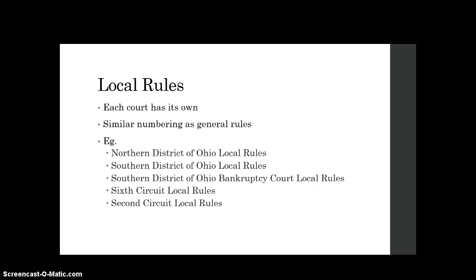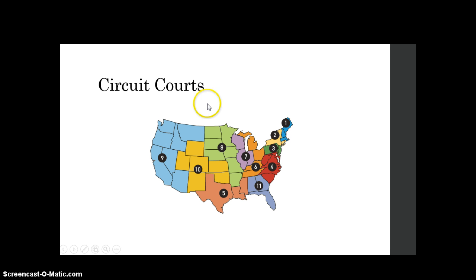Okay, besides the rules of general application, when you're filing a motion or a pleading or something else with the court, you also need to research the local rules of that court. So in addition to the civil rules, for example, you need to research the local rules. For example, here we have our circuit courts. So the Federal Rules of Appellate Procedure are going to apply to all these courts. But each court has their own local rules of appellate procedure.